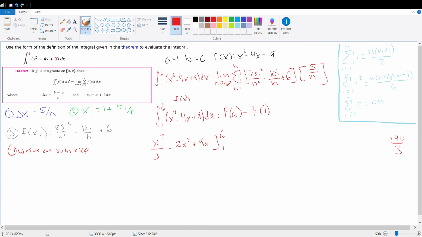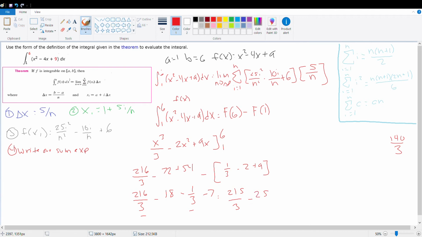Okay, so when we plug in 6, we get 216 over 3 minus 2 times 36, which is 72, plus 54, minus when it's evaluated at 1, we get 1/3, minus 2 plus 9. Okay, so simplifying some more, we get 216 over 3 minus, that becomes 18, minus 1/3. That is 7 in there, it's going to become minus 7. And this equals 215, let's just combine some like terms here, over 3 minus 25.